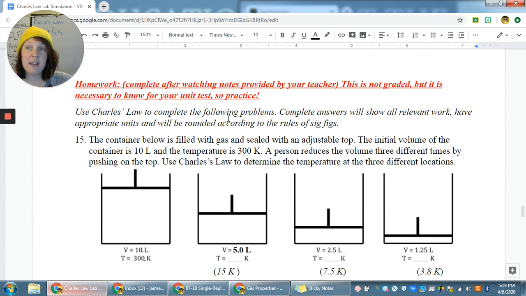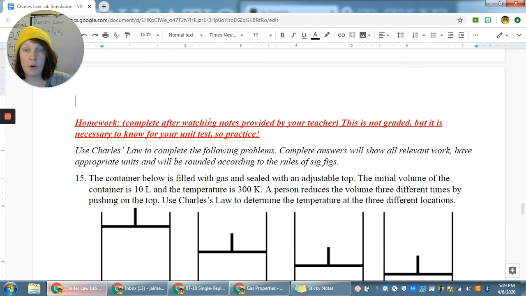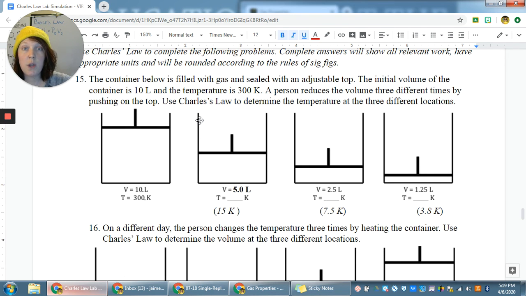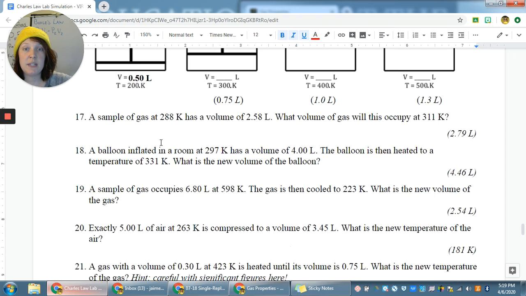Okay, then on the last page, page 5, you have homework. You should complete these practice problems after you watch the notes that have been provided by your teacher. This is not graded homework, but it's really important. It's necessary for you to know for your unit test. So practice. Use Charles's law to complete the following problems. Complete answers will show all relevant work, have appropriate units, and will be rounded according to the rules of sig figs. So you have 15, 16, 17, 18, 19, 20, 21.